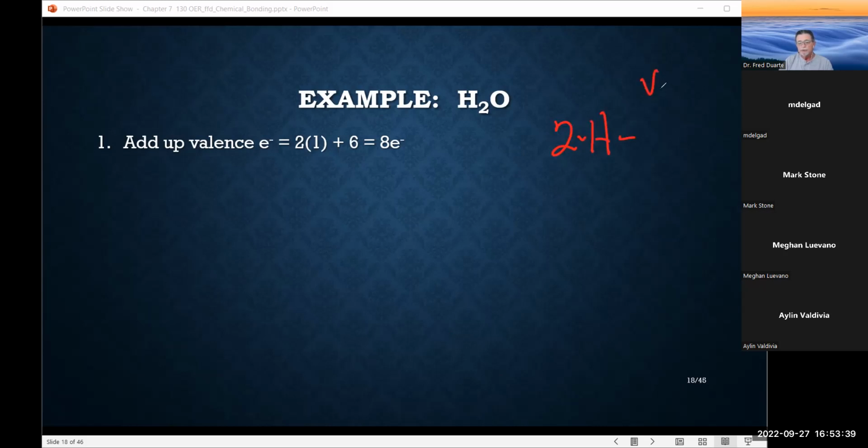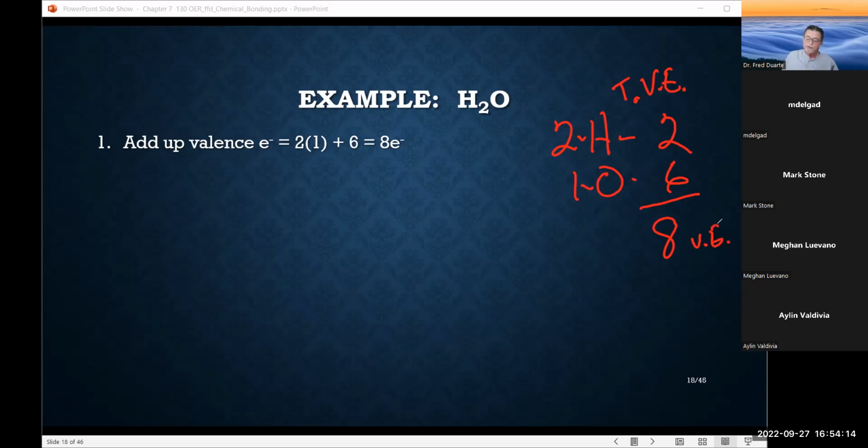Now, the total number of valence electrons, TVE, total valence electrons for every atom that makes up the structure. We have 2 hydrogens, each one brings in 1, okay? So we have a total of 2, okay? We have 1 oxygen. 1 oxygen is in group 6, okay? So it brings in 6 valence electrons. So we have a grand total of 8 valence electrons to work with.